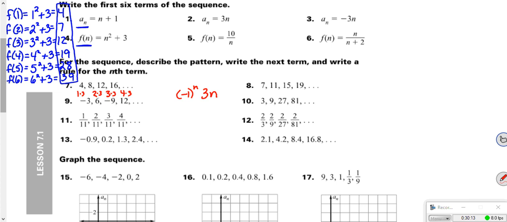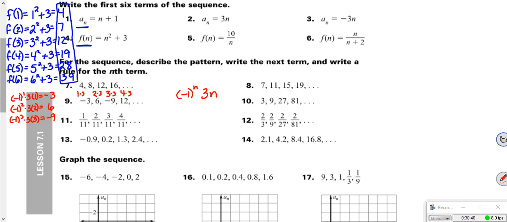So -1 to the first power, okay, let me put it over here. -1 to the first power times 3 times 1. Okay, that is a -1 times 3 gives me -3. -1 squared times 3 times 2. -1 squared is +1 times 6 is just 6. -1 cubed times 3 times 3 gives me -9, and so on. That's going to work. So that's my rule.